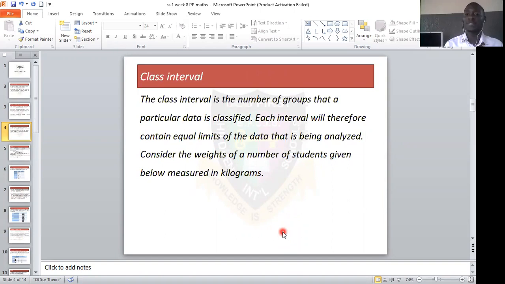Given data is classified. Each interval will therefore contain equal limits of the data that is being analyzed. They are the limits, that is, one end to another end. The difference between their limits must be the same all through the grouping. Example: consider the weight of a number of students given below, measured in kilograms. I just want to use this example to explain the class interval better for you.